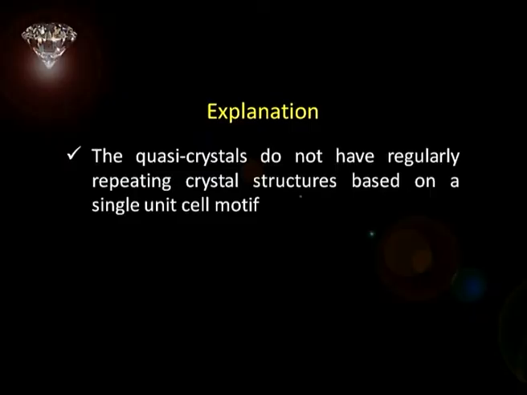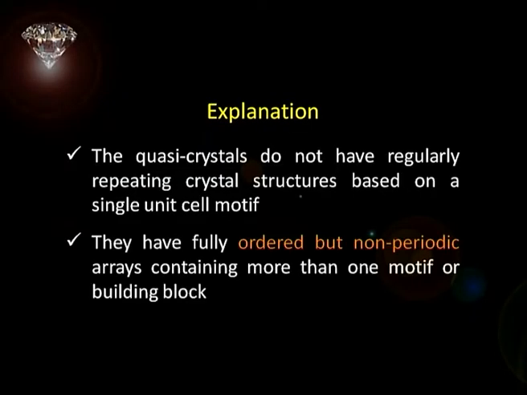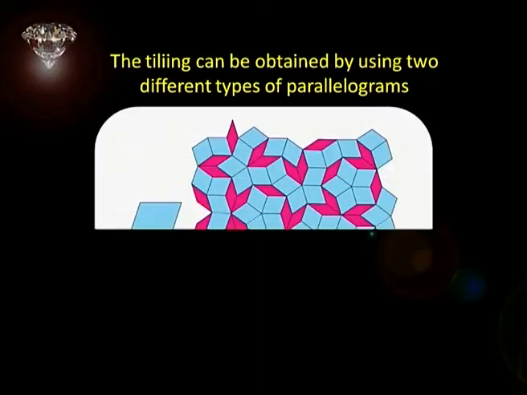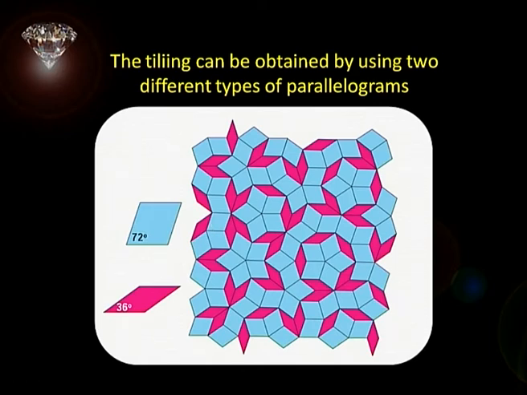What we find in the case of quasi crystals is that they can bring more than one motif, and that means you have more than one building block. That means they pack in such a fashion that there is an order, but the periodicity is lost in the process. Let us look at this picture here. This tiling of a floor can be obtained by using 2 different types of parallelograms, say one of this kind, another of this type.